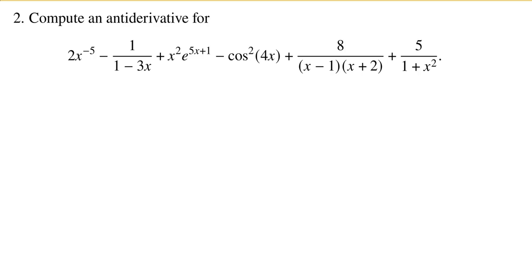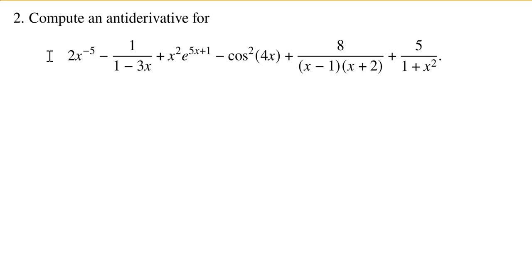And as in Superquiz 1, we're looking at some more what we'll call remedial material. Here we're asked to compute an antiderivative of a function. So just like with differentiation, we're going to be able to find an antiderivative by looking at it term by term.